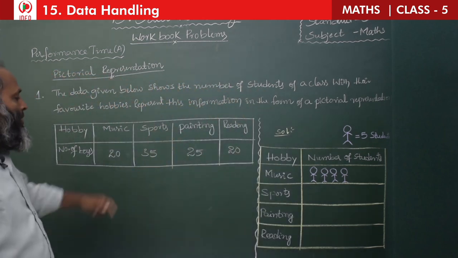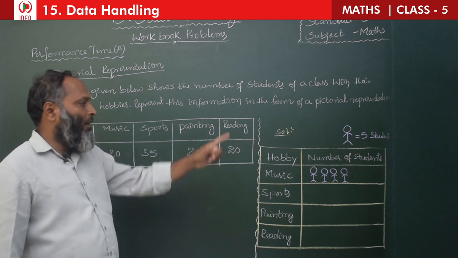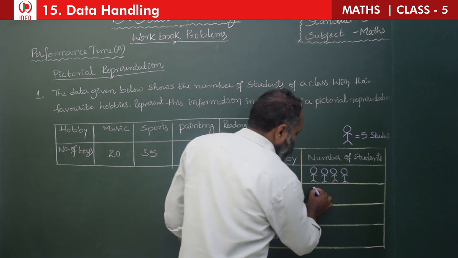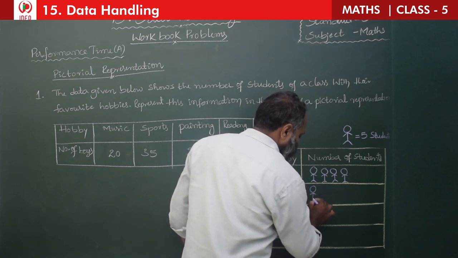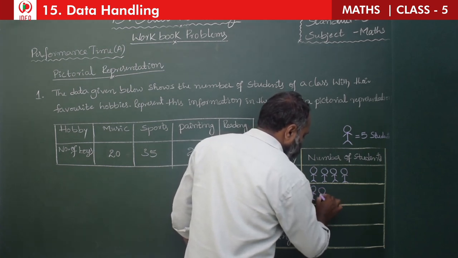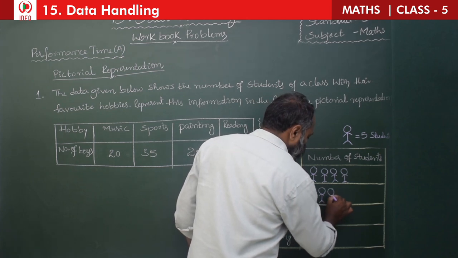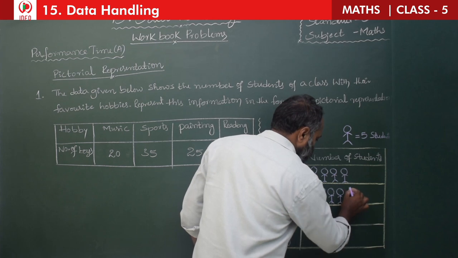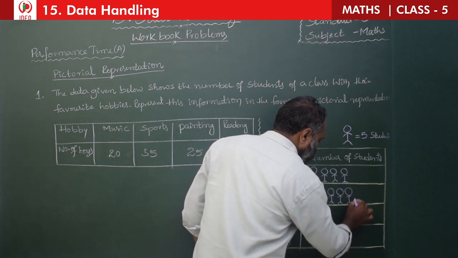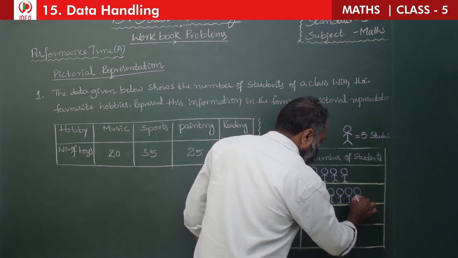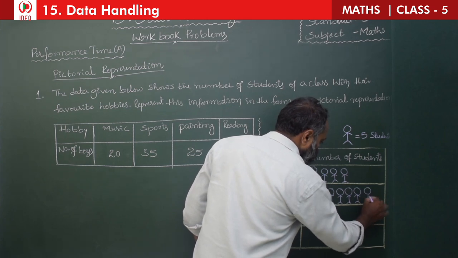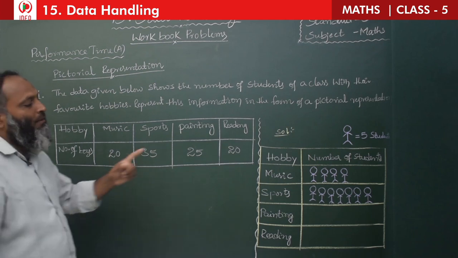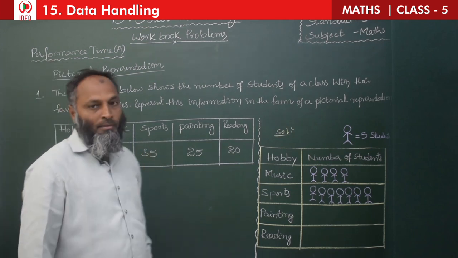Now sports, 35. In the 5 table we get 35 as 5 sevens, which means 7 students: 1, 2, 3, 4, 5, 6, 7. Seven students means 7 fives are 35, total 35 students.